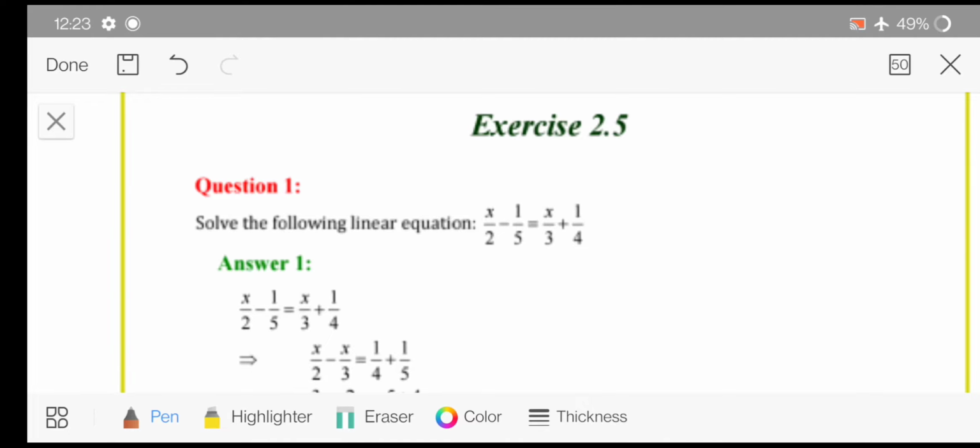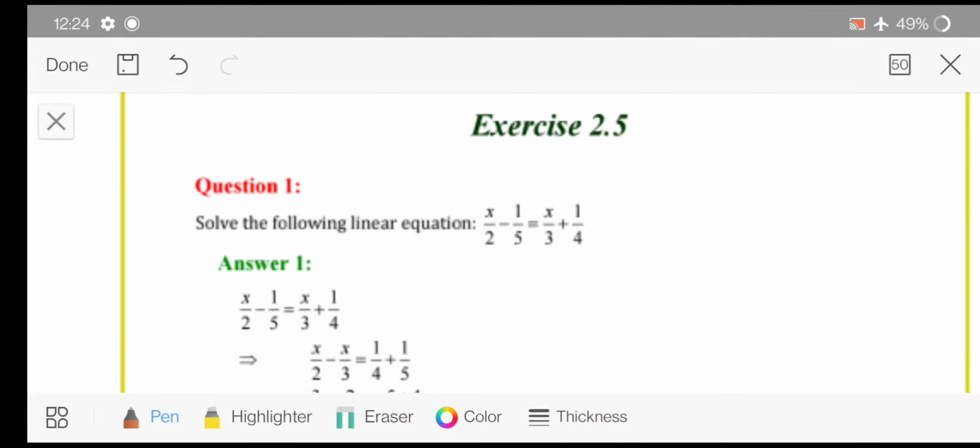Today in this video we will begin with exercise 2.5, that is, how to solve the sums of 2.5. Let's begin with the first question. Solve the following linear equation: x upon 2 minus 1 upon 5 is equal to x upon 3 plus 1 upon 4. Now what's the difference in this question compared to the previous questions?